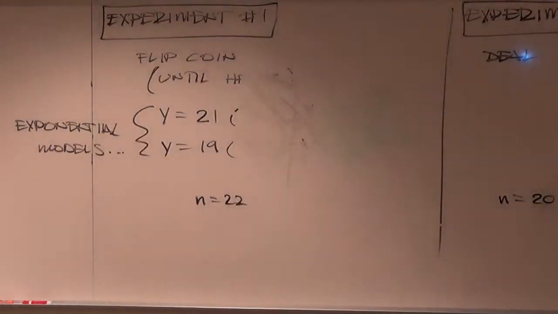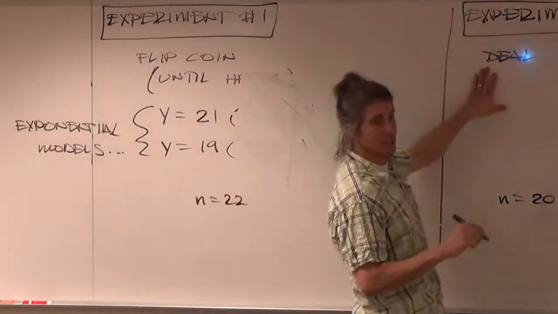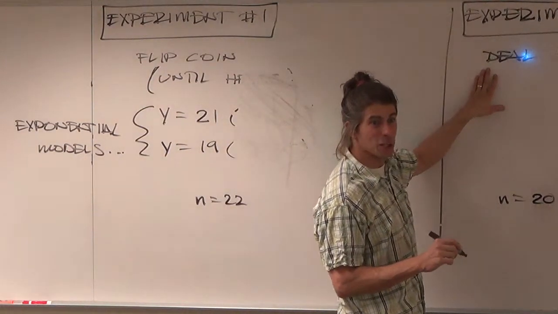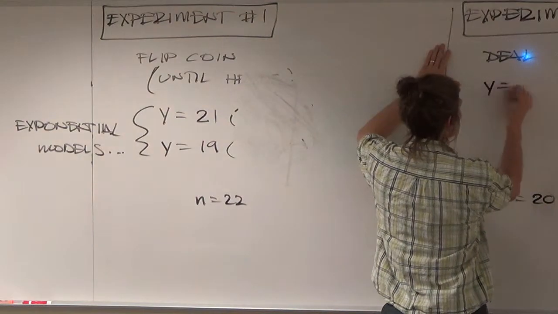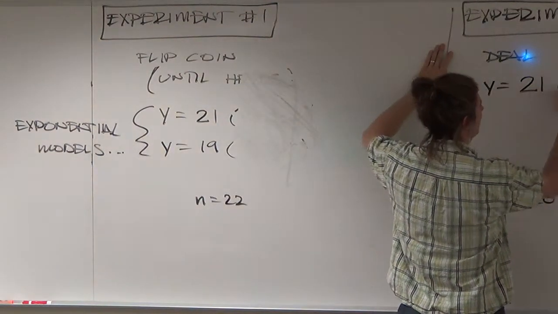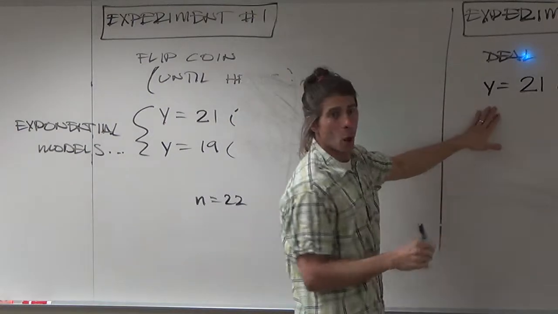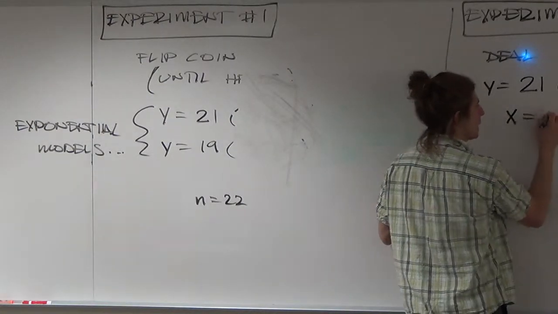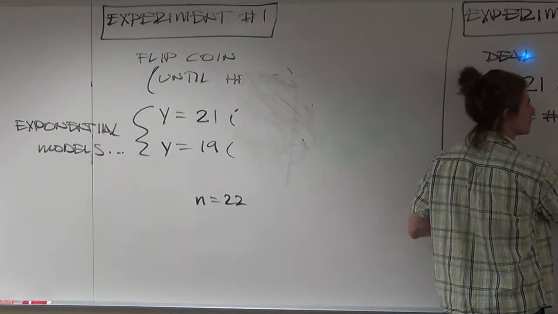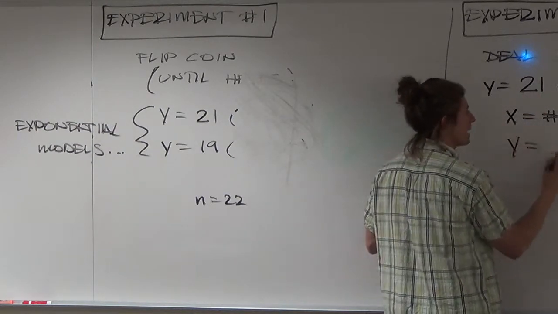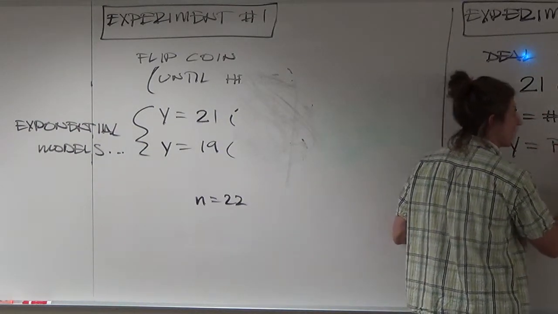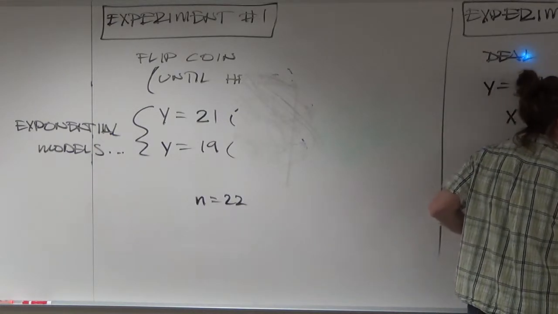All right. Experiment number 2 was deal until you get hearts. The equation we just got: y equals 21 times 0.7 to the x power. X is the number of trials. Y is people remaining.